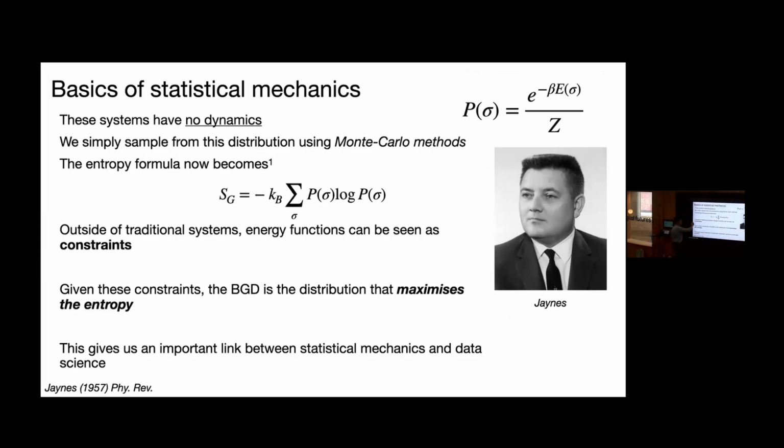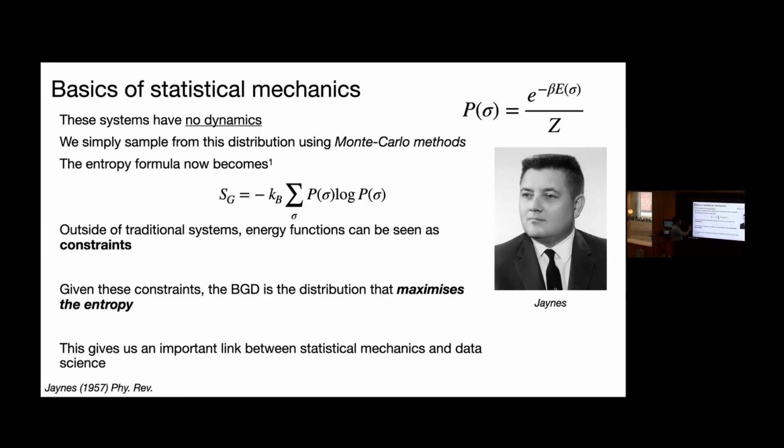Okay, and then this is the entropy that you might be familiar with, which also coincides with Shannon's entropy for a distribution in general. Okay, and then Jaynes came along in 1957 and produced these 2 papers that basically linked statistical mechanics with information theory in this really elegant way.